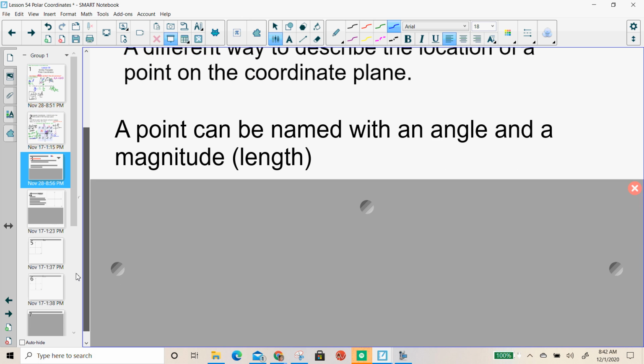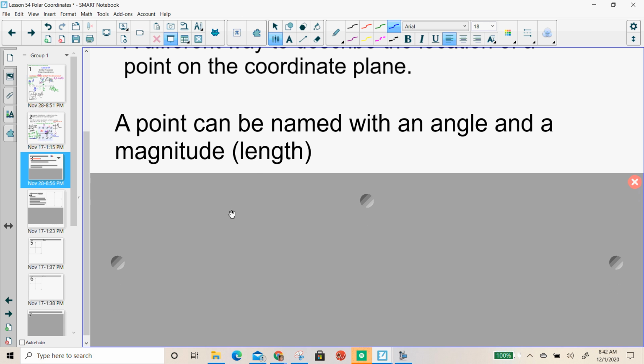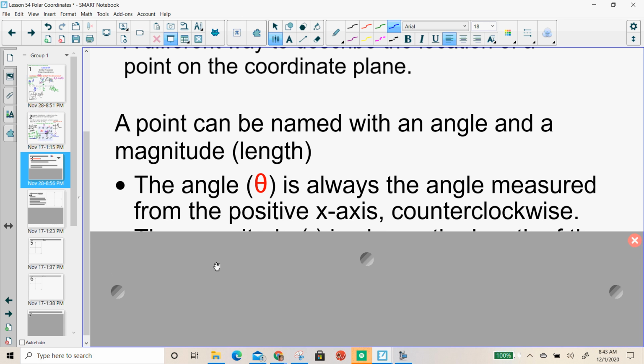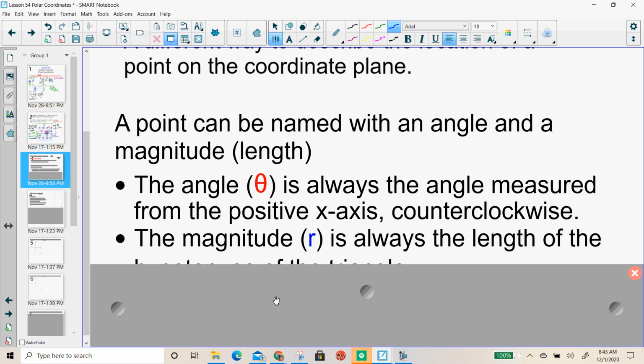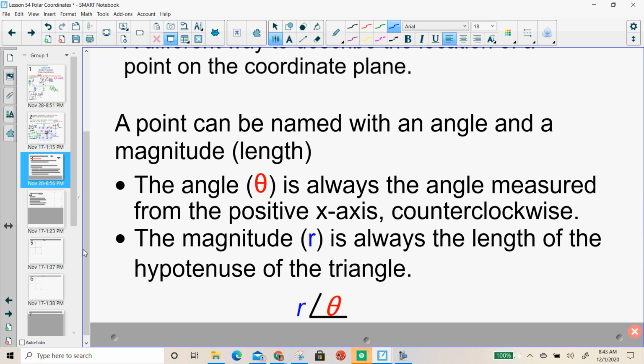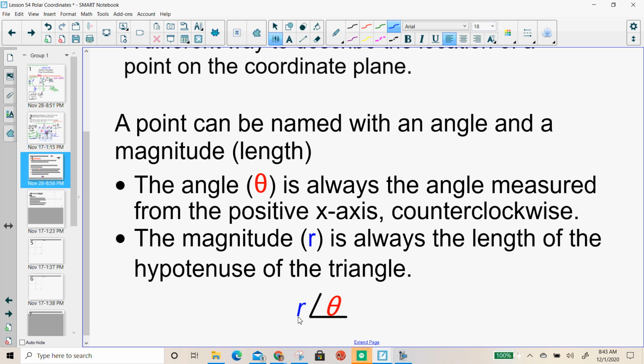So we're going to have an angle and how long it is, which we call the magnitude. The angle theta is always measured from the positive x-axis. So if we go past that vertical axis, it's going to be more than 90 degrees. And we're going to be learning how to deal with that. And it's always counterclockwise. The magnitude r is always how long that hypotenuse is. And we write it like I was just saying, some number at an angle of. So r at theta.